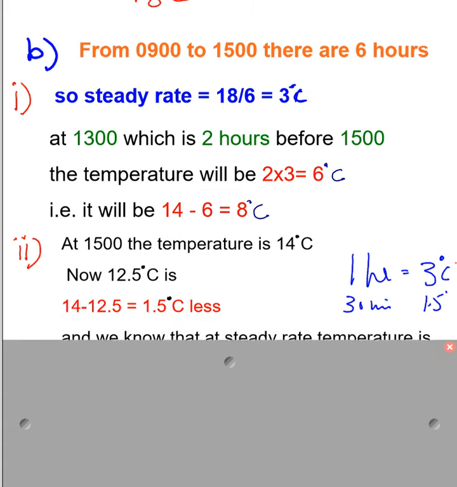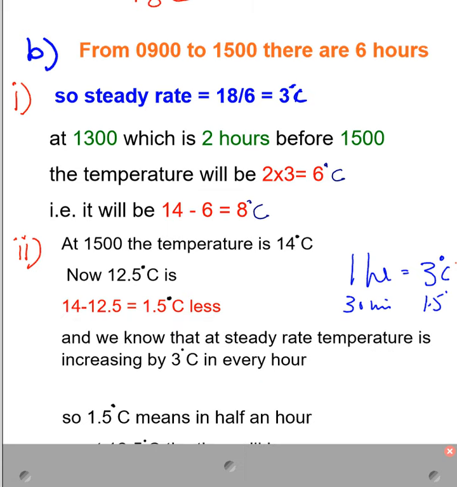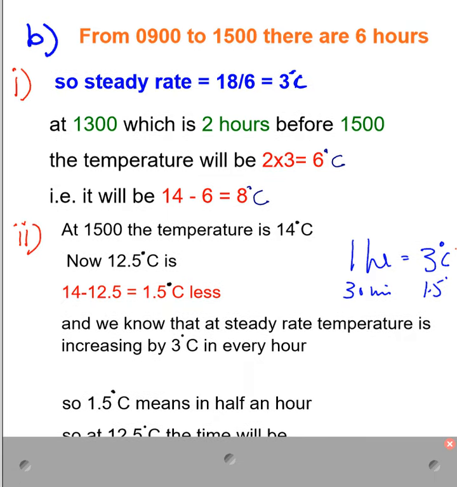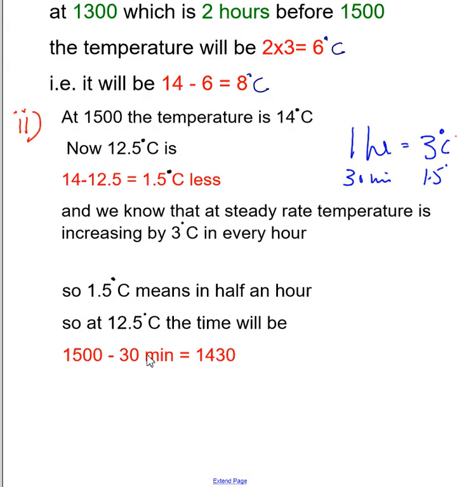Make sense? So I will simply do, let me erase this. So I will simply do what? I will simply do 1500 minus 30 minutes, which will be 1430. I hope it makes sense to you.